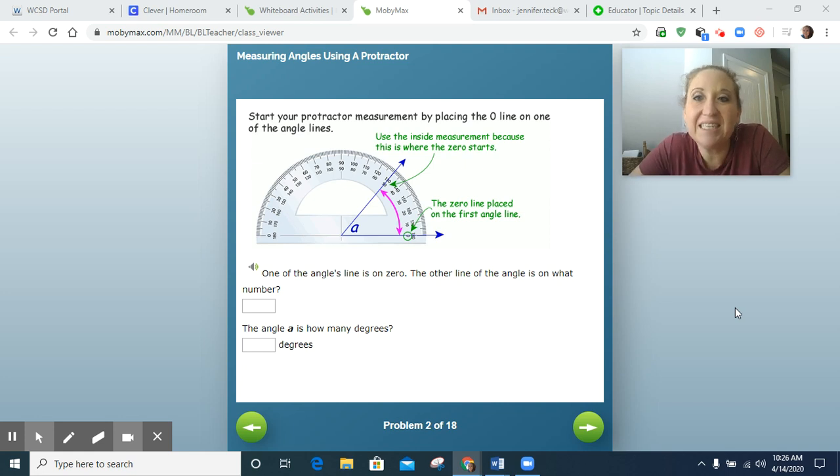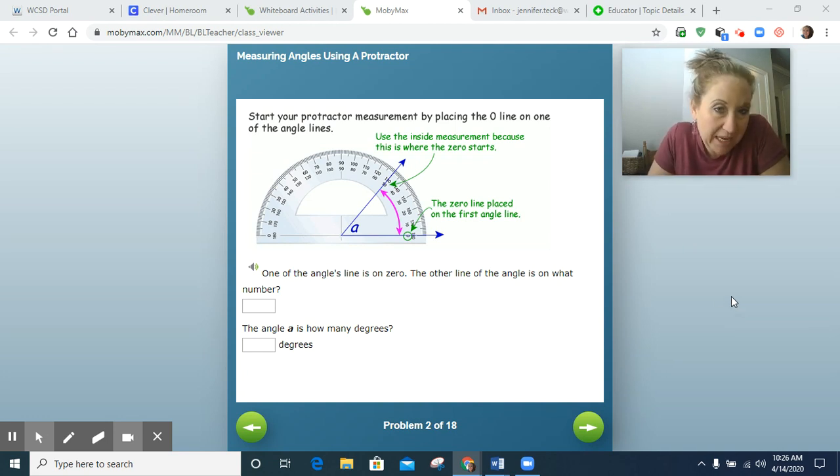Hey guys, today for math, we are going to start using protractors to measure angles. And I know this is a little different than what I'd originally envisioned us doing. If you have one at home, you're welcome to use it and practice. In this case, we're going to have to do it using the computer, but we'll make do.